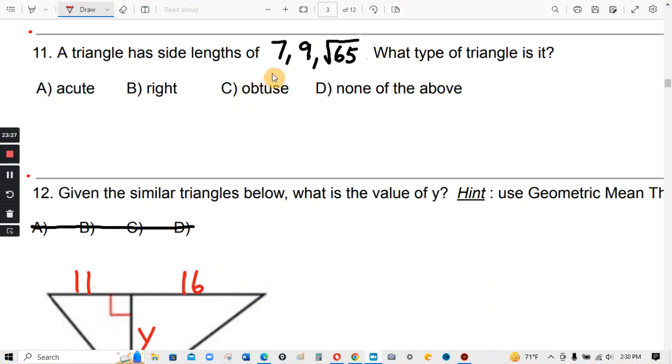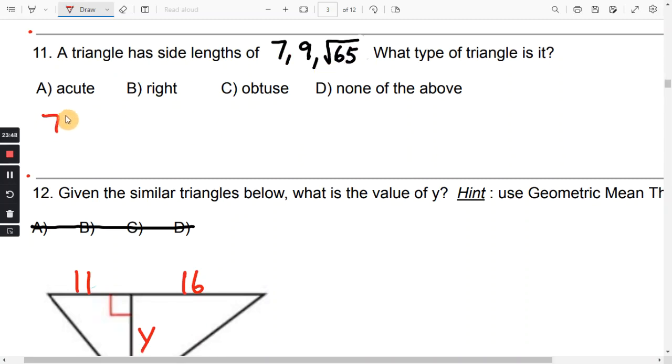A triangle has side lengths of 7, 9, and radical 65. What type of triangle is it? Okay, it's just like the other problem, but we don't know which side is longest. So you want to square each one first, so you know which one to use for c squared. So 7 squared, that's just 49. And then 9 squared, that's just 81. Okay, and radical 65 squared, when you square something that's under the square root, you just remove the square root. That's 65.